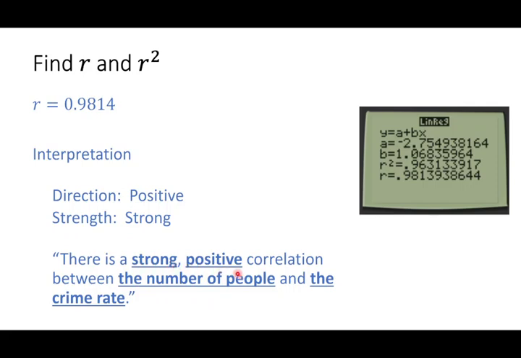The words that are underlined are kind of like what you should put in. You can use this sentence as a template. And you're going to put in the direction and strength. And then in the other two things, you just describe the variables.